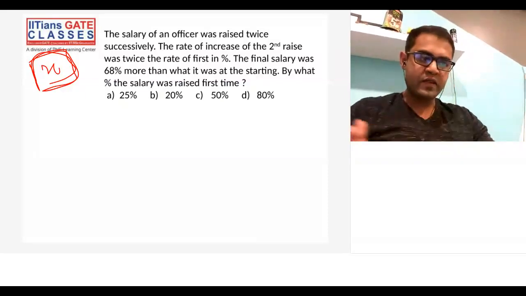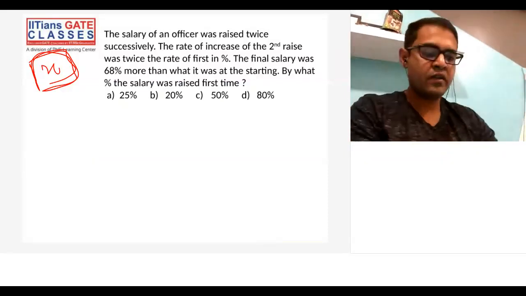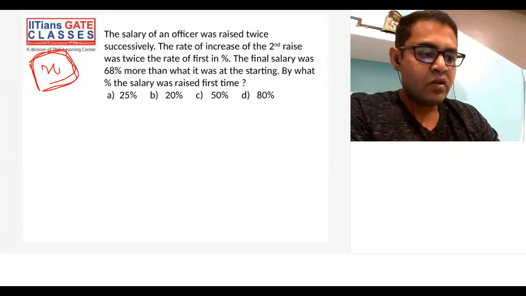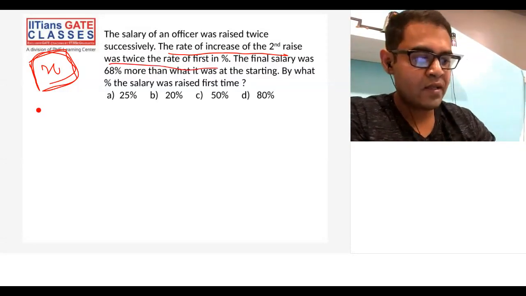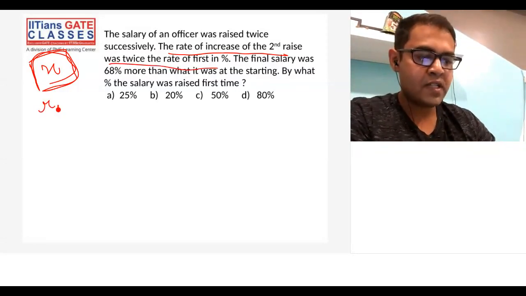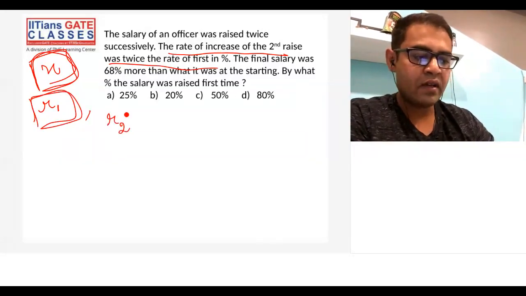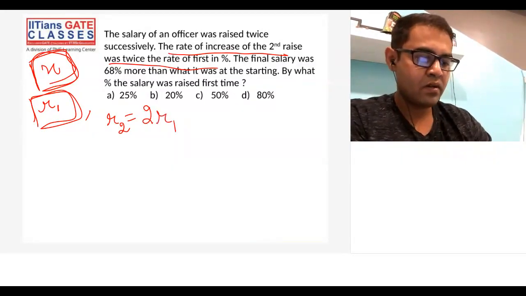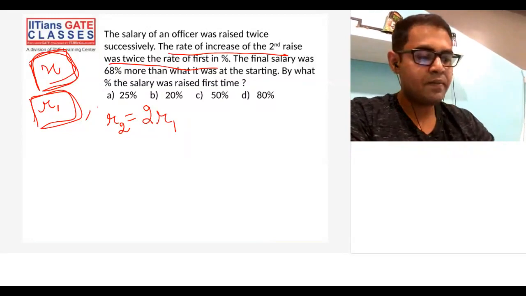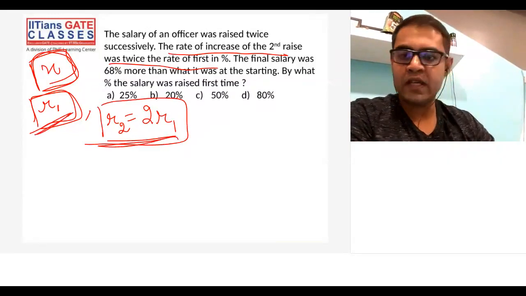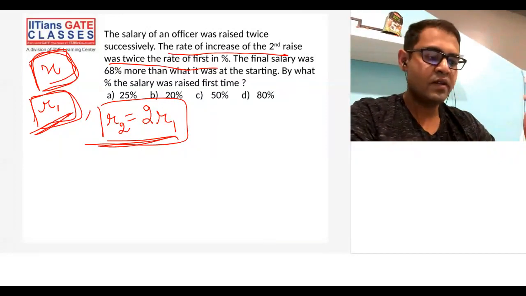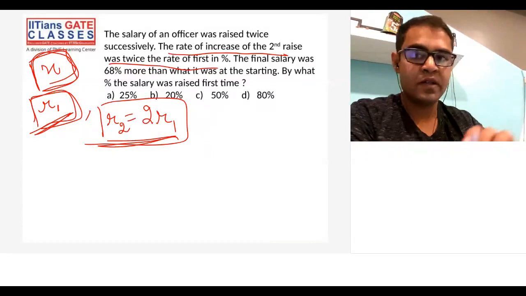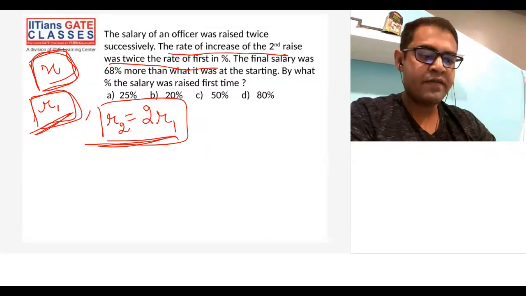Now they are saying two successive hikes were there for the officer. Okay. Now first hike, the rate of increase of second hike is twice the first. Let's say the rate of increase of first hike is R1. Okay, is R1. So for second hike, the rate will be what? 2 times R1. Yes, it will be 2 times R1. This is for first hike. This is for second hike. So 2 times R1. We should be clear in this. Twice the rate of first in percentages. Okay, R is still in percent. Now they are saying final salary is this much.